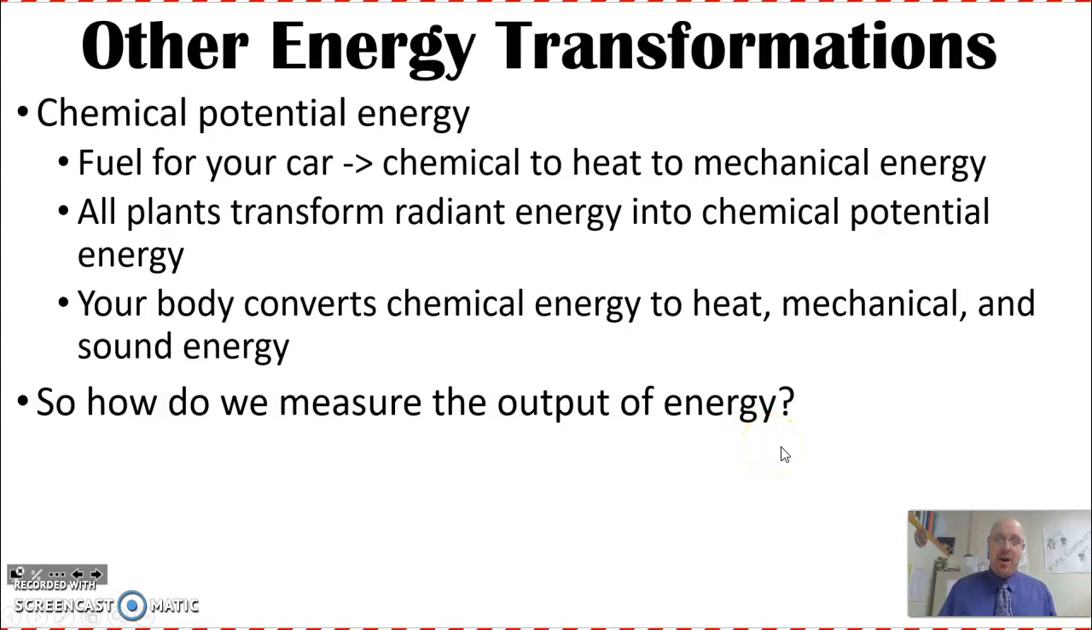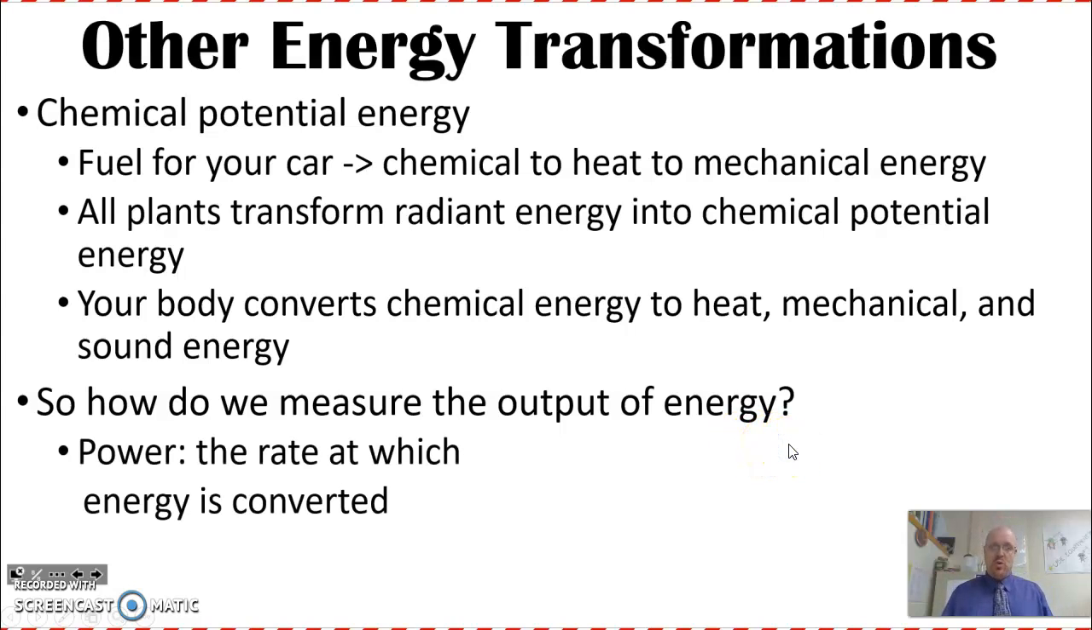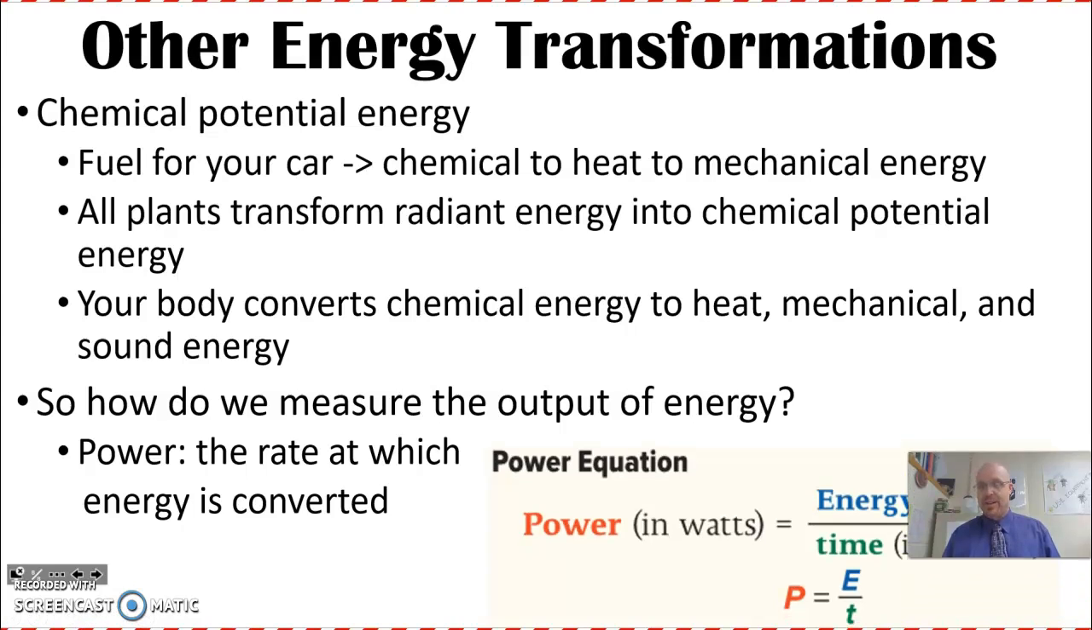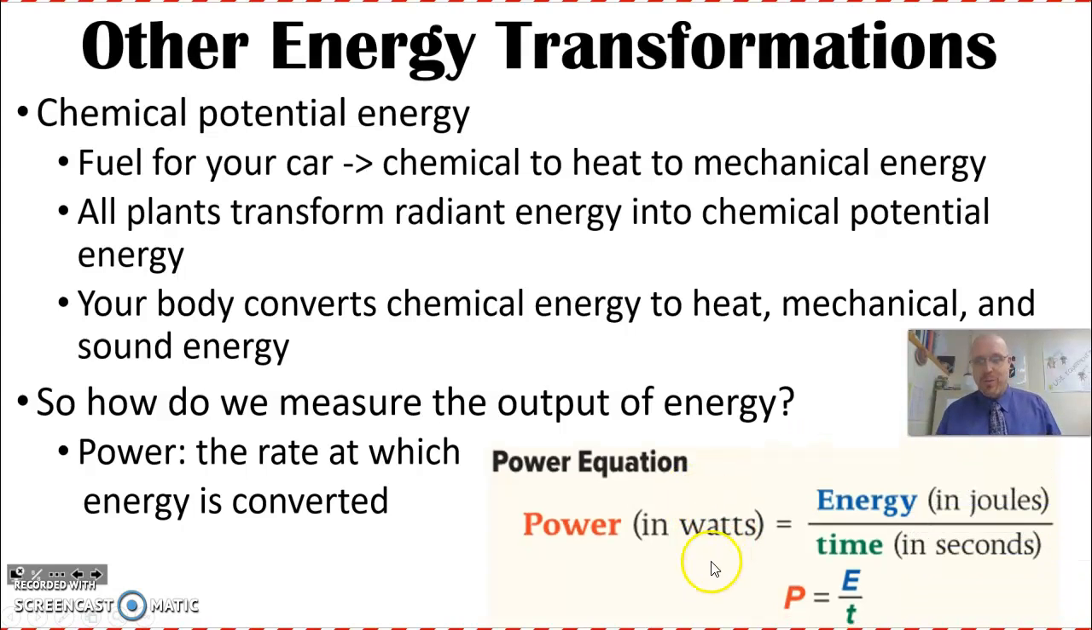So how do we measure the output of energy? Well, we use the term called power. Power is the rate at which energy is converted. And of course, like all things in physics, we have a formula for power. And power, the unit we use is watts. We take our energy in joules and we divide that by the time that it takes for that to happen. So power is energy divided by time.